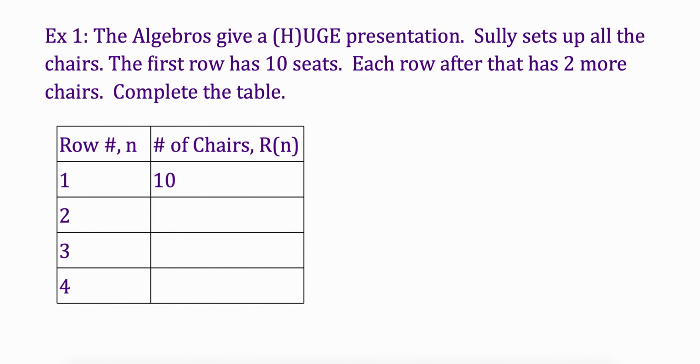The algebras give a huge presentation. Sully sets up all the chairs. The first row has 10 chairs. So row 1, 10 chairs. Each row after that has 2 more chairs. So let's see. Row 2, I would add 2 here, and I'd get 12. Row 3, I would add 2 here, and I would get 14. Row 4, I would add 2 to the previous one and get 16. So I have completed the table. I could do row 5 would be 18. Every time I'm adding the same number over and over again.